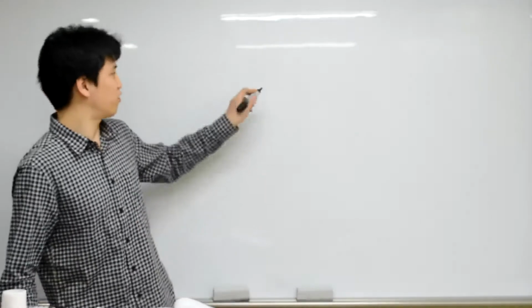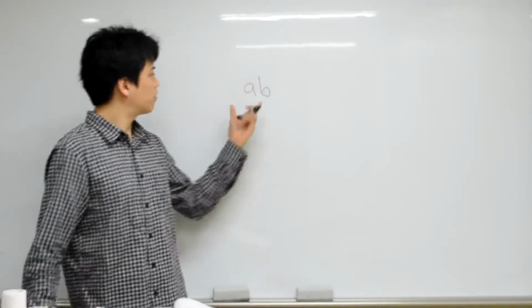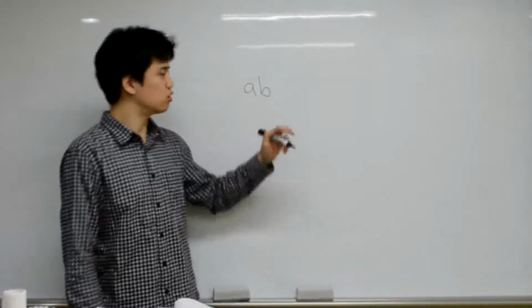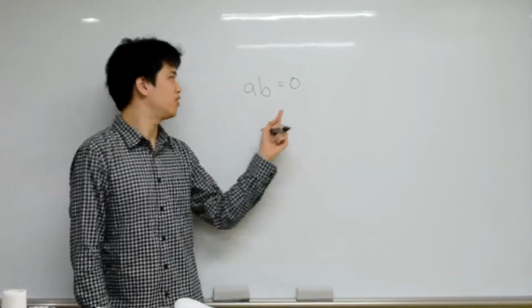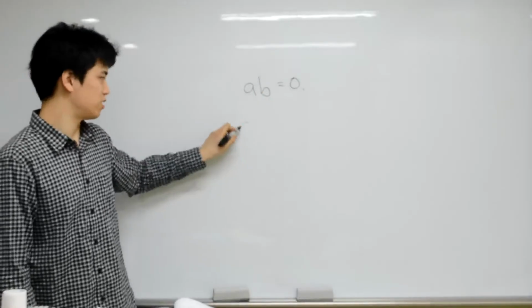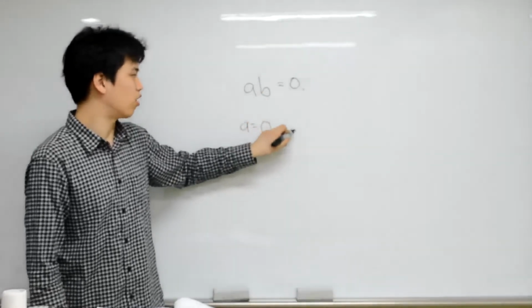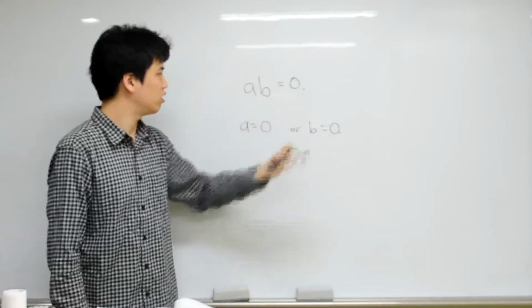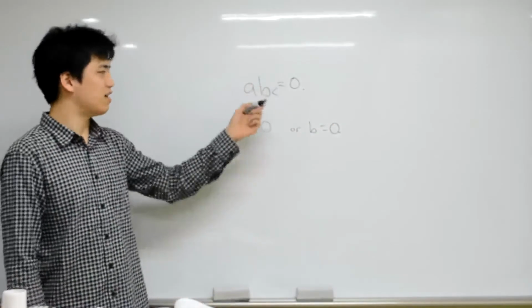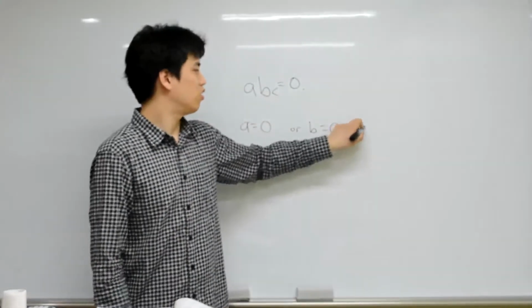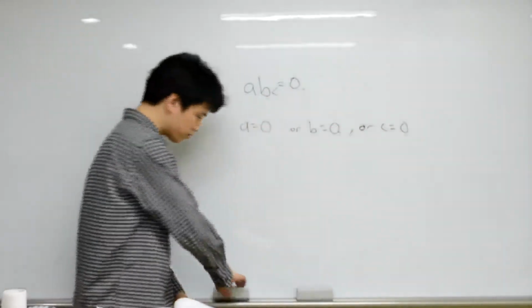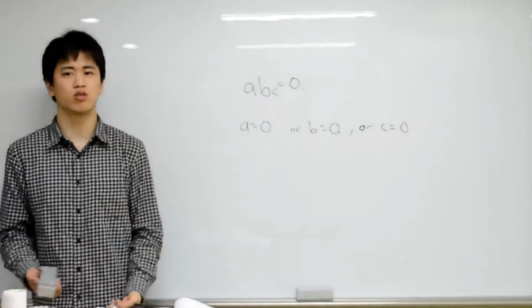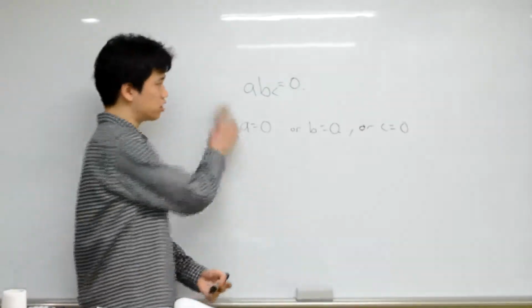product rule, which says if you have two numbers whose product is zero, then at least one of the two has to be zero. So either A equals 0 or B equals 0. And you can extend this. If it's A times B times C equals 0, then A equals 0 or B equals 0 or C equals 0. One of the three has to equal 0, right? So how do we apply this knowledge to solving quadratic equations?